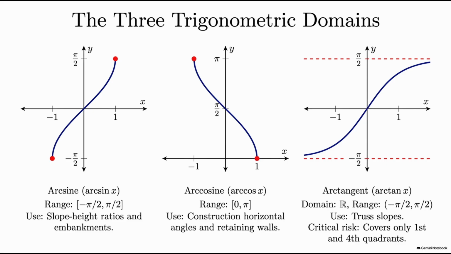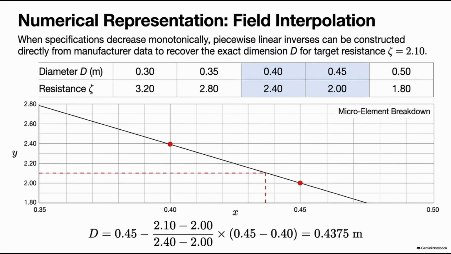The inverse tangent function accepts any real number and compresses the output between -90 degrees and +90 degrees, which is essential for truss slopes and force component ratios. Now let us look at the numerical representation through a table lookup example.